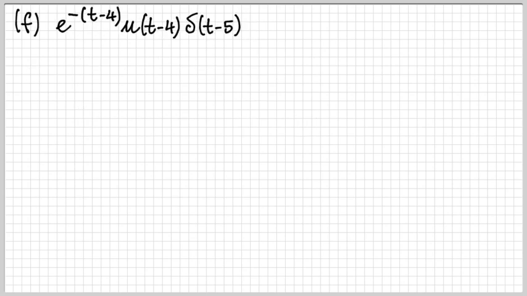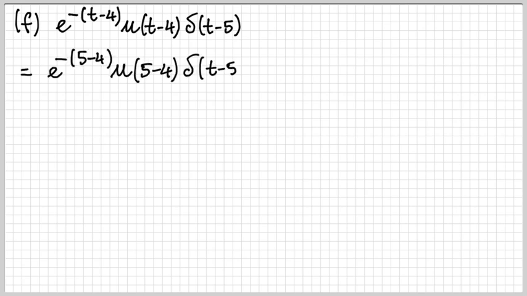In part F of the exercise, I need to do a product now between an exponential function, a step function, and a delta. How to do that? I use the sampling property of the impulse again. So I evaluate everything at t equals 5, and this is what I obtain, and then I can simplify.